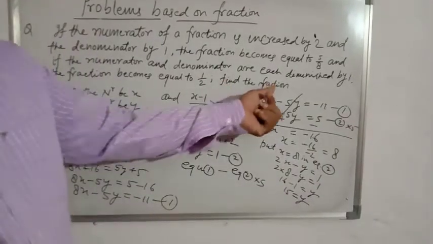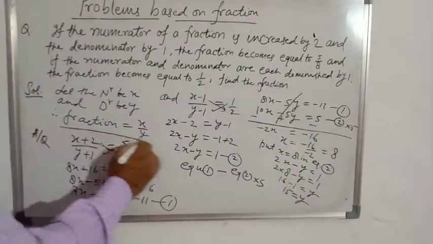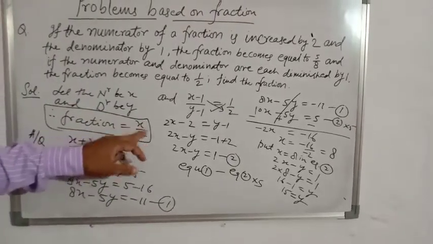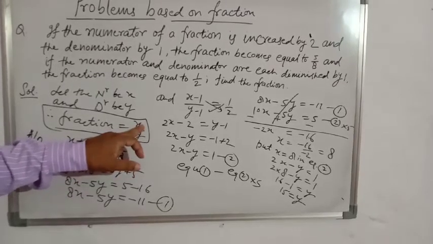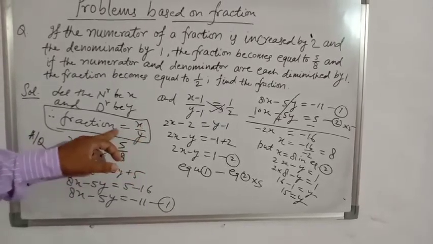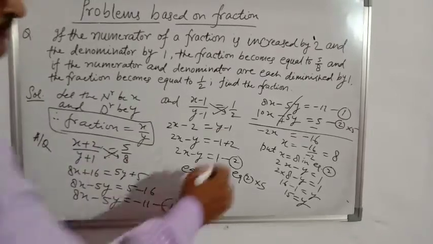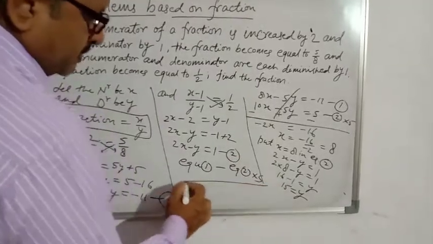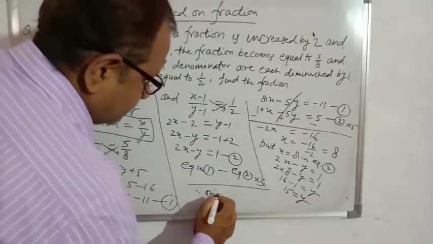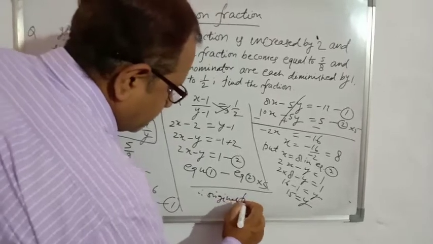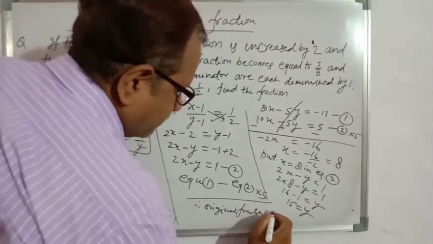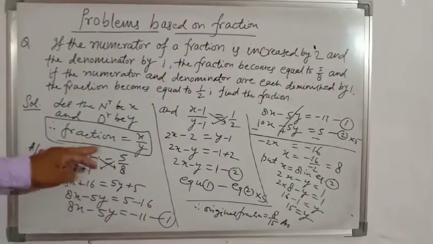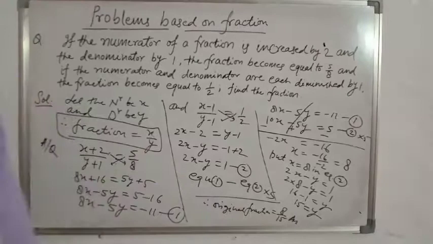But we have to find the fraction. Fraction means original fraction, this one. We have to find the original fraction. Original fraction is x upon y. So put the value of x, 8, here and y, 15, here. So our fraction will be 8 upon 15. So therefore original fraction will be 8 upon 15. This is the answer. In the original fraction, put the value of x and y to get the answer.